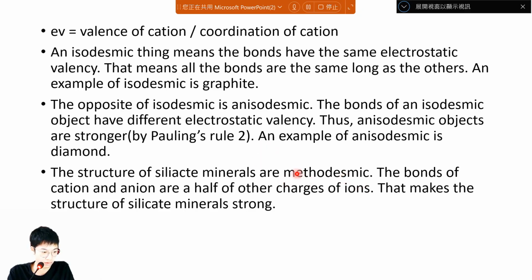The structure of silicate minerals is usually mesodesmic. That means the bonds of cation and anion are half of the other charges of the ion, and that usually makes the structure of silicate minerals strong.